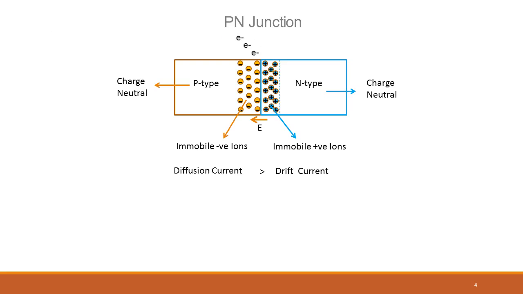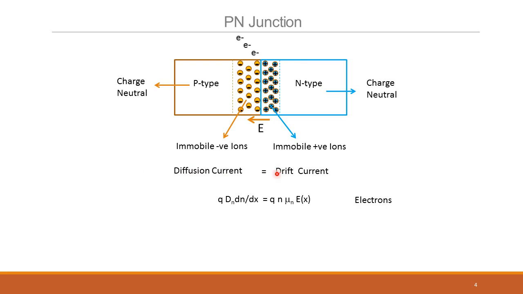Some more positively charged ions got formed here, and some more negatively charged ions got formed here, till such a time that the electric field increases so much that the drift current becomes equal to the diffusion current. That's bound to happen sometime, because the electric field keeps on increasing, causing the drift current to increase, while the diffusion current was reducing.